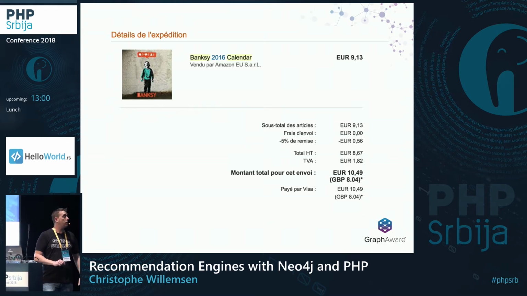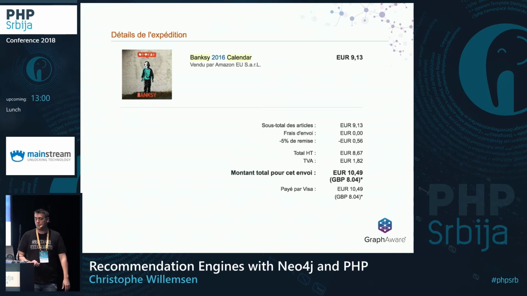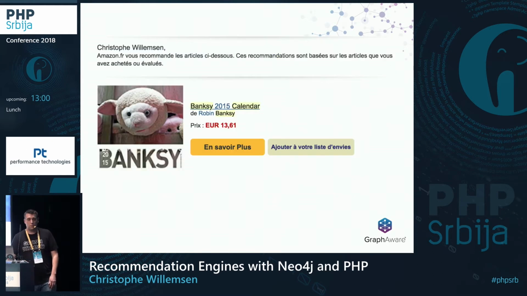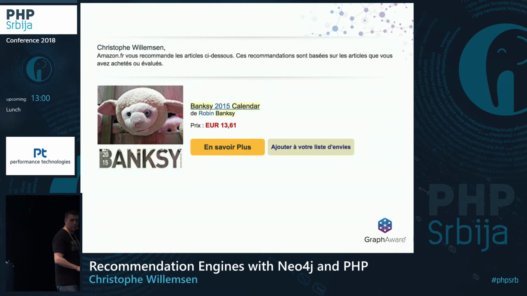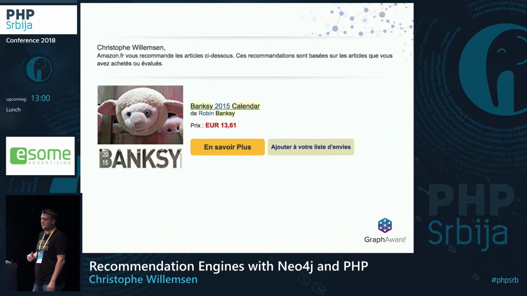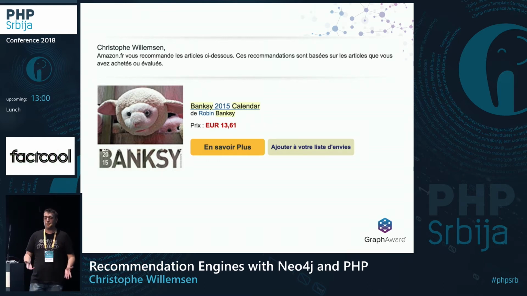So 2 years ago, I bought this calendar on Amazon, Banksy 2016 calendar. What happened approximately 1 day later? Do you want to buy a calendar of Banksy 2015 for the last year? No, I don't want it. The year is past. So why would you want to do that to your user? This is a very bad recommendation.